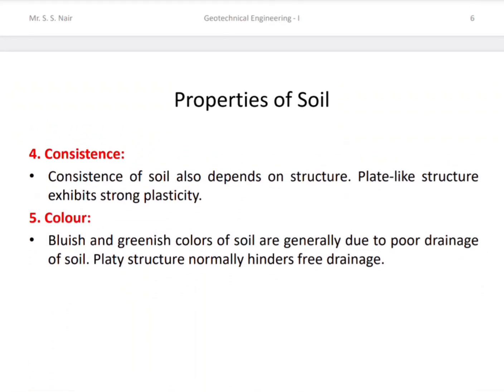Consistency of soil also depends on structure. Platy structure exhibits strong plasticity. Color: bluish and greenish colors of soil are generally due to poor drainage of the soil. Platy structure normally hinders free drainage.